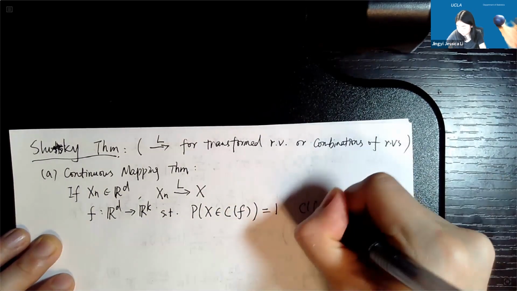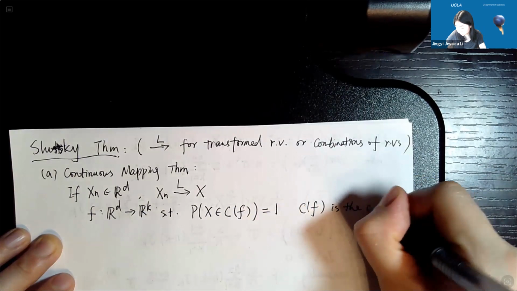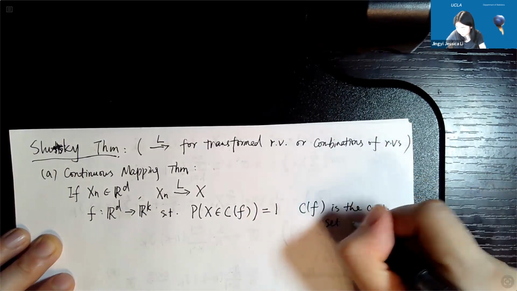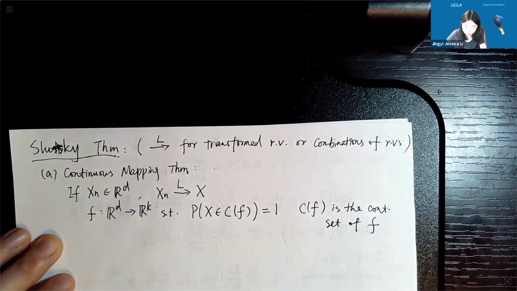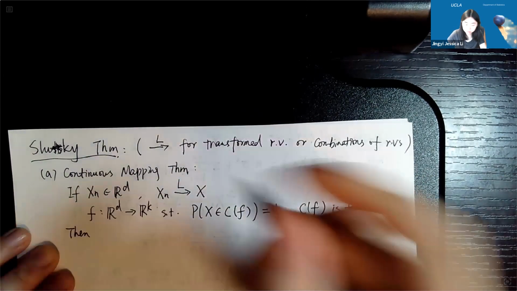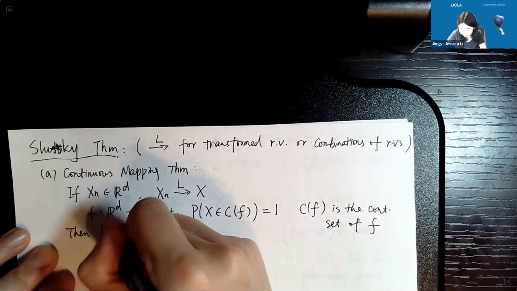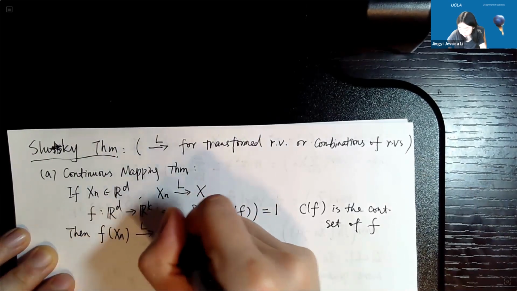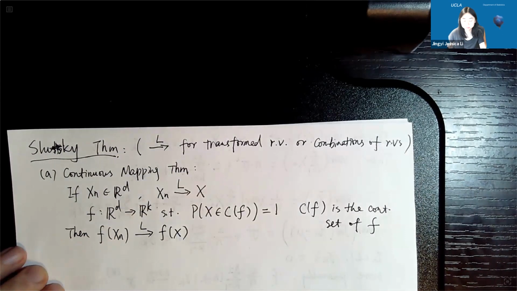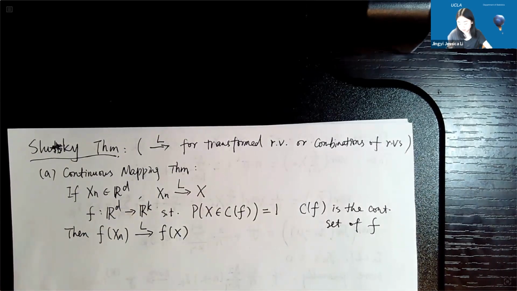So C_F is the continuity set of F, where F is continuous. Then we would have F(Xn) converging in law to F(X). That's why we call it the continuous mapping theorem. We basically map Xn to the k-dimensional space, we map X to the k-dimensional space, but still we have the convergence in law. Okay, so for this part, maybe we can prove each one by one. That can make our understanding easier.